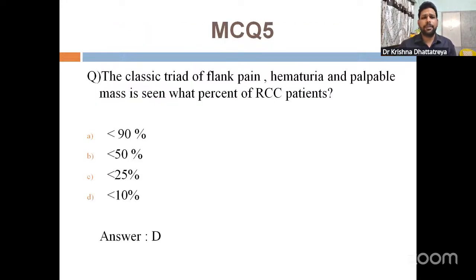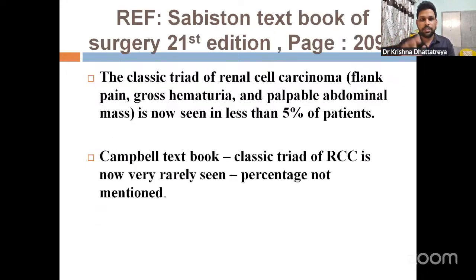So the fifth MCQ is based upon a percentage. The classic triad of flank pain, hematuria and palpable mass will be seen in what percentage of RCC patients? This is also known as the too-late triad. The exact number is not given in Campbell, but it is seen in less than 10% of cases. It is mentioned in Sabiston as less than 5% of patients, but in the options, the closest option is less than 10%. So this is also known as the too-late triad.